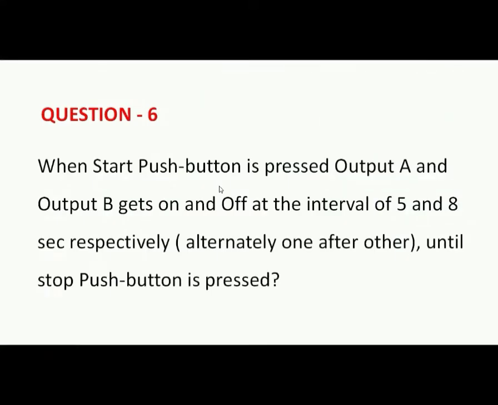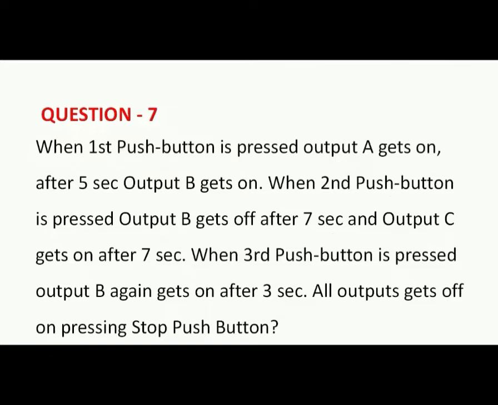The next is question number 7. Question number 7 is: when the first push button is pressed, output A gets on. After 5 seconds, output B gets on. When the second push button is pressed, output B gets off after 7 seconds, and output C gets on after 7 seconds. When the third push button is pressed, output B again gets on after 3 seconds. All outputs get off on pressing the stop push button.